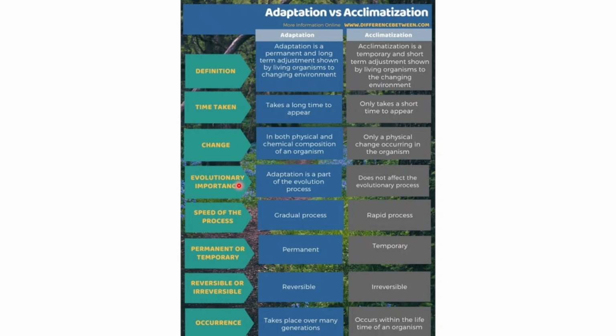Time taken. Acclimation occurs within the lifetime of the organism, while adaptation occurs over several generations. Type of response. Acclimation is a short-term response to changes in the environment, while adaptation is a long-term response. Type of change. Acclimation allows organisms to adjust their morphological, behavioral, physical, and biochemical traits. As I already said, adaptation allows organisms to fit the environment through enhancing their evolutionary fitness.